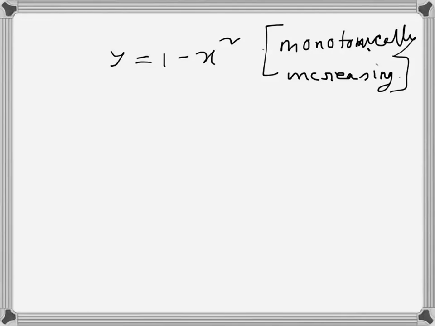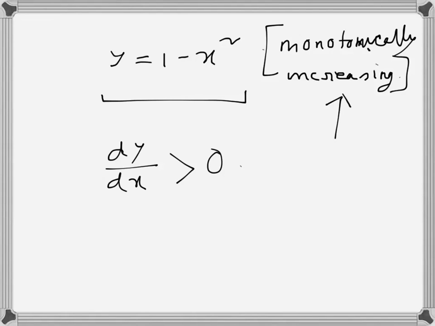So we need to find the inverse function for this function for a domain restricted to a monotonically increasing function. First we find in which domain it's monotonically increasing. So we do dy/dx > 0. If we do that, it becomes -2x > 0.